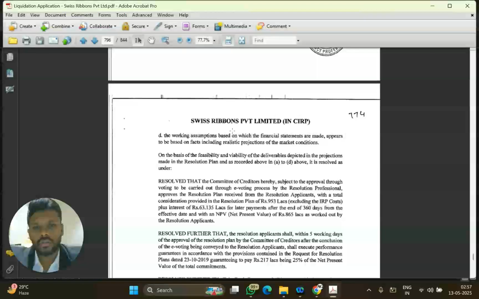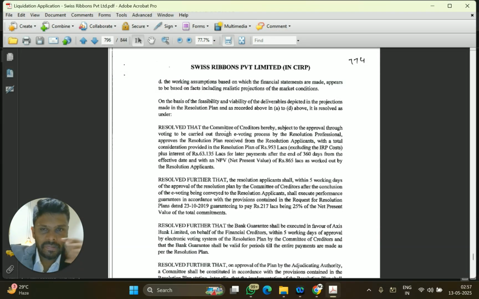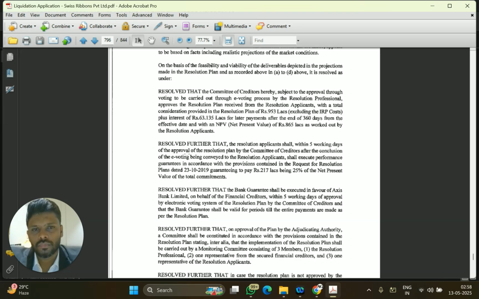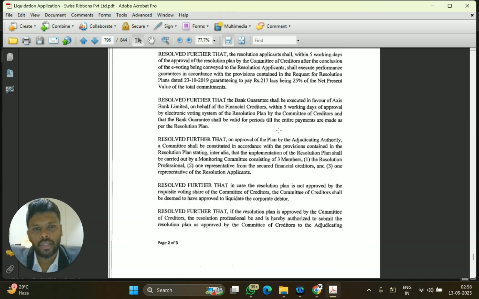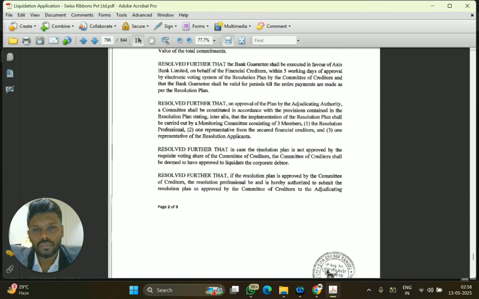And subsequently, what resolution is proposed? The committee of creditors hereby, subject to the approval through the e-voting process, approves the resolution plan received by the resolution professional with total interest of so and so. The resolution applicant shall, within 5 days of the approval of the resolution plan after conclusion of e-voting, execute the performance guarantee, bank guarantee, and this is relevant.